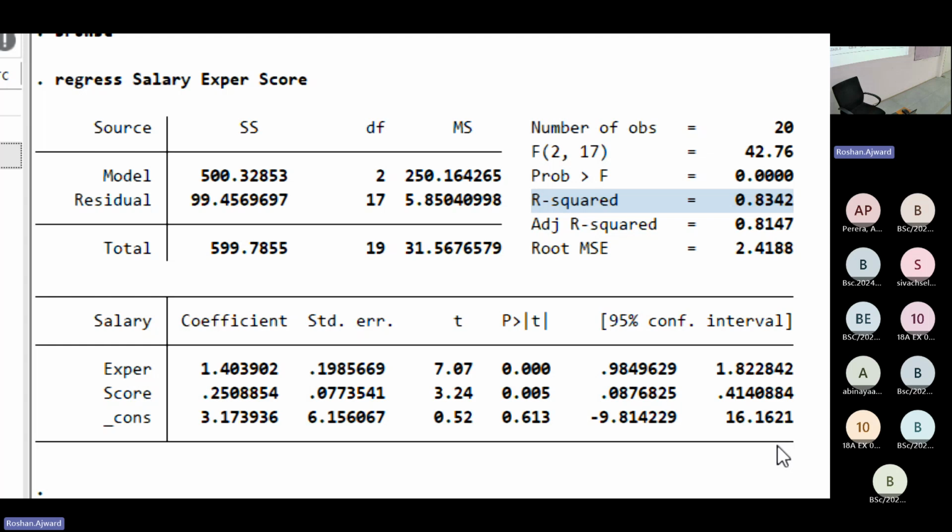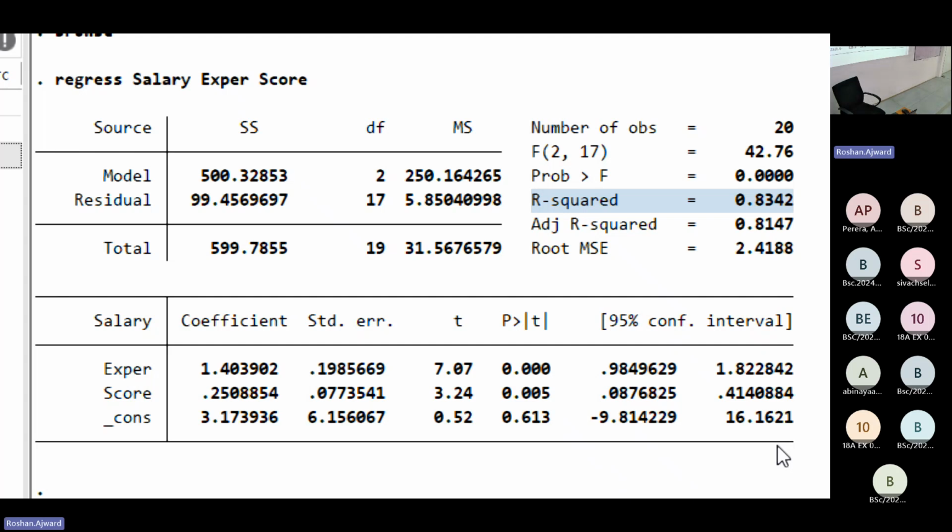Now let's go to the next one. Please take down the next explanation that we are going to discuss: the F test. First one was R squared, number 2, F test. So the F value is how much? You can see the F value is 42.76. Can you see that on the top, on your right hand side?